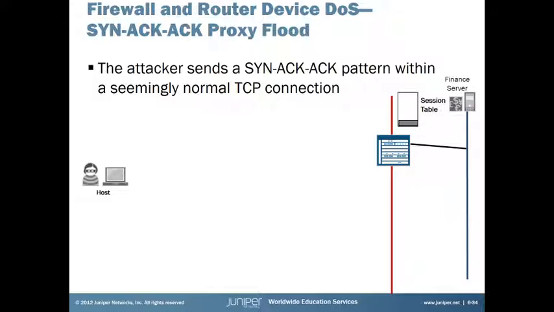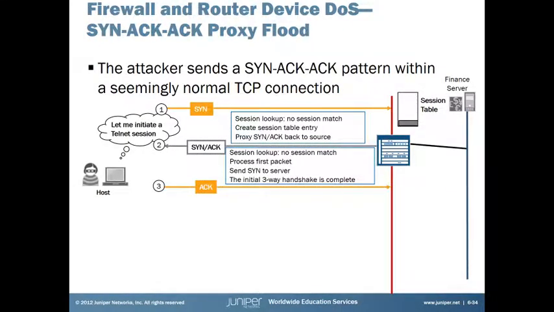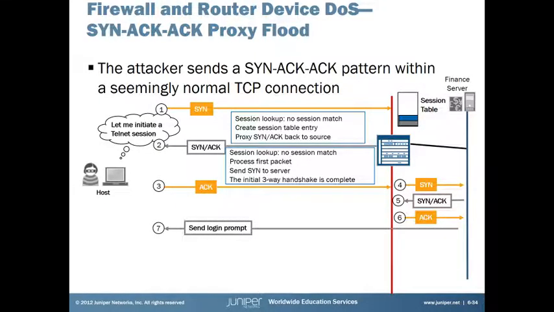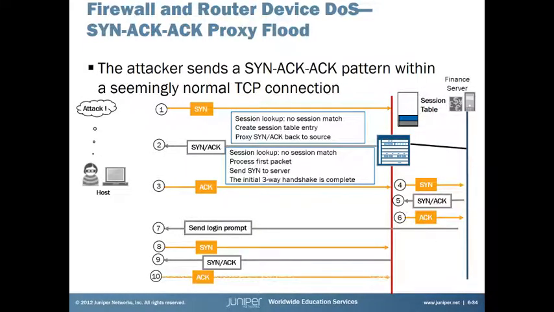Okay, so this is still looking at the firewall and router device. Denial of service, sync ACK proxy flood: the attacker sends a sync ACK pattern within a seemingly normal TCP connection. So we've got session lookup, no session match, create a session table entry, and proxy sync ACK back to the source. Then we do a session lookup, no session match again, process the first packet, send sync back to the source, and the initial three-way handshake is complete.